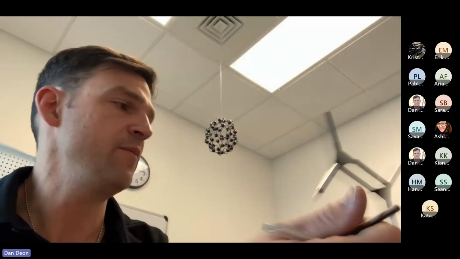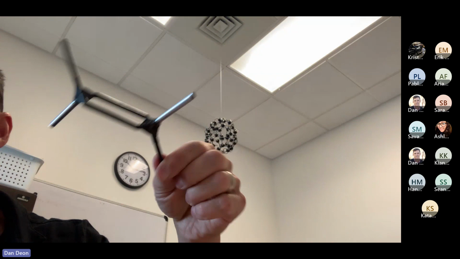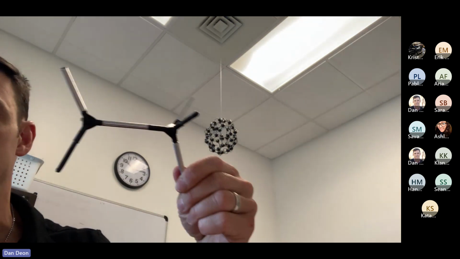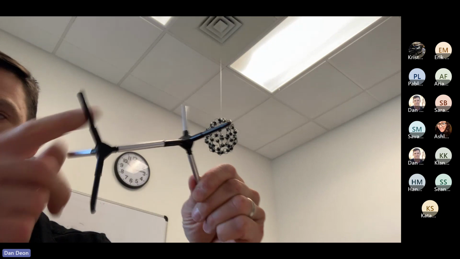I do have a model with a pi bond in it. I'll just show you quickly. If you have CH2, CH2, you can see there's a pi bond here, and there is no free rotation around a pi bond. It's only around single bonds that we have free rotation. And so with our ethane molecule, we can rotate that.